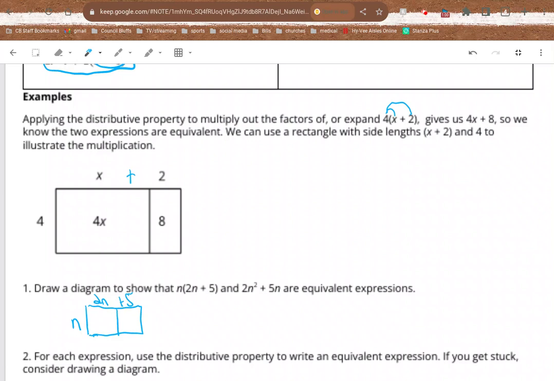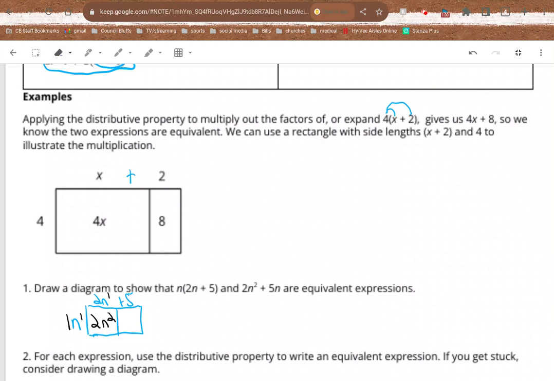And then I'm going to multiply this out just like I explained up there. Okay, so this is going to be n times 2n. I can think of this as 1n times 2n. So 1 times 2 is 2. And then n times n, we should know that when we multiply, we add the exponents. So n to the first times n to the first is going to be 2n squared. So n times 2n is 2n squared.